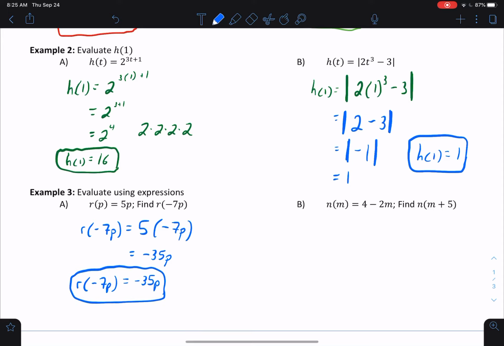All right, we can also plug in expressions. We're just going to get something with a variable at the end. We're not going to get a number like we did in the previous videos. We might not get just a plain old number.